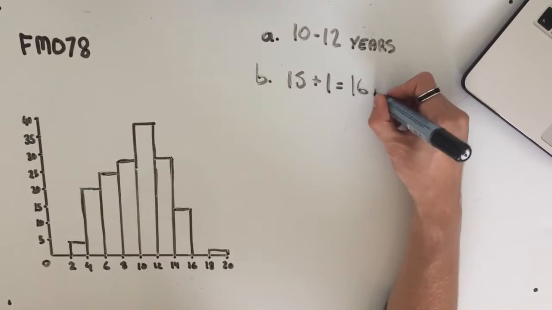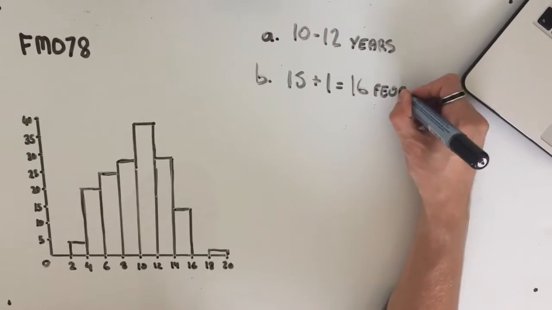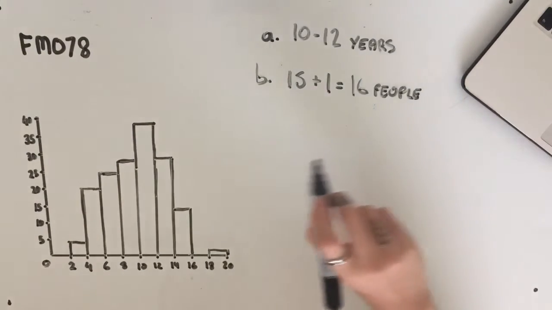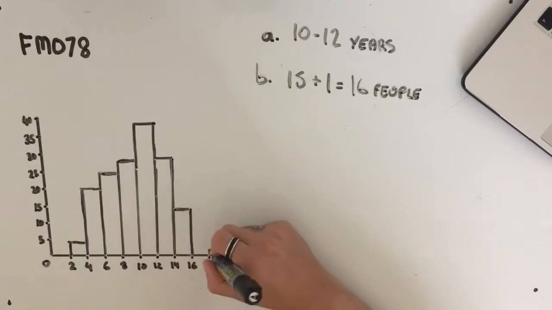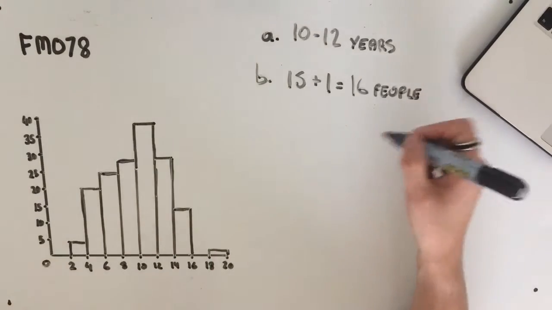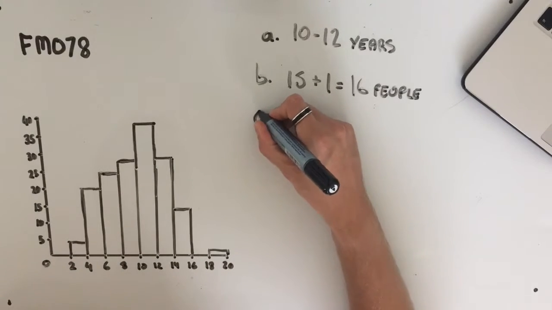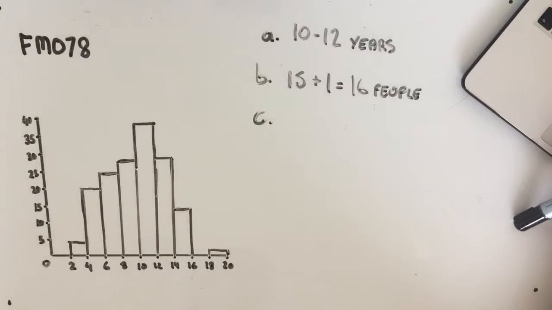So that's 16 people. So answering the question in the terms that it's given to us, how many people from the sample have wet the bed since turning 14 years old? 15 plus 1, 16 people. 16 people have wet the bed since turning 14 years old. On to question C, or part C.